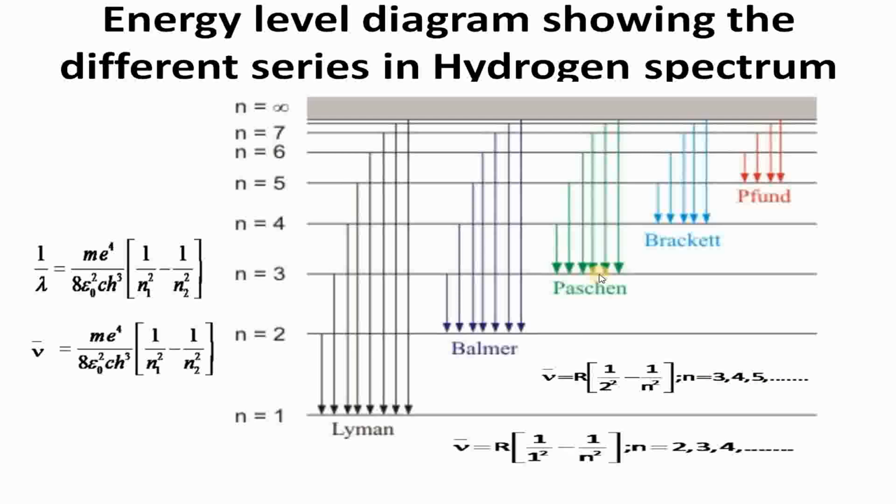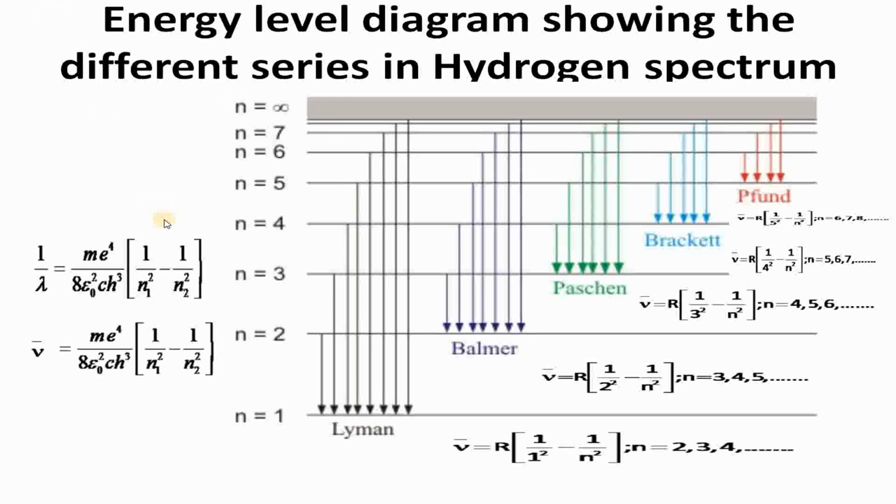Similarly, this is the Paschen series. We get the Paschen series when electronic transition takes place from n greater than or equal to 4 to n is equal to 3. And this is the formula for the Paschen series: nu bar is equal to R into 1 by 3 square minus 1 by n square. Similarly, for the Brackett series, this is the general formula. Here for the Brackett series, n1 is equal to 4, n2 is equal to 5, 6, 7, and so on. And the last one is the Pfund series. For the Pfund series, n1 is equal to 5, n2 can take values 6, 7, 8, etc.